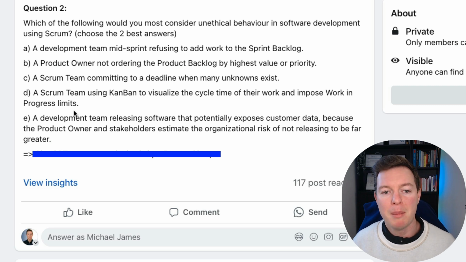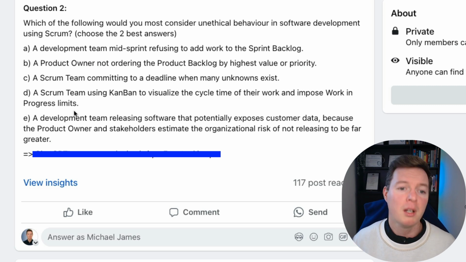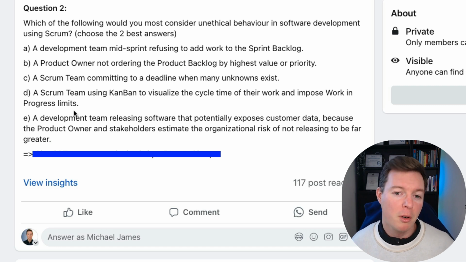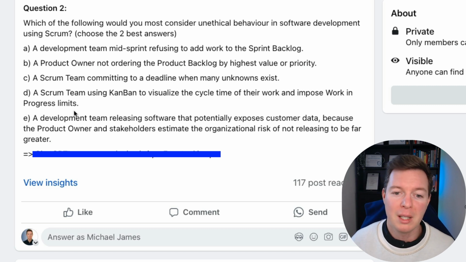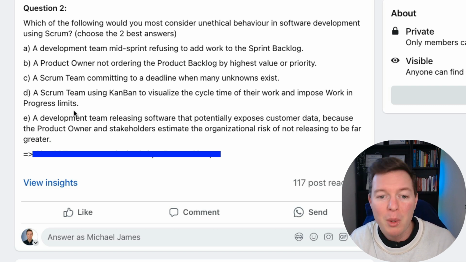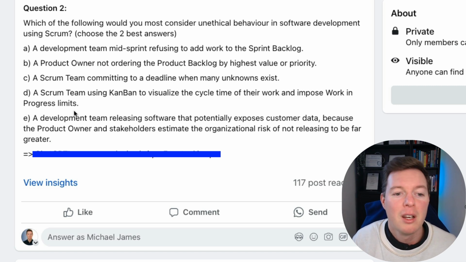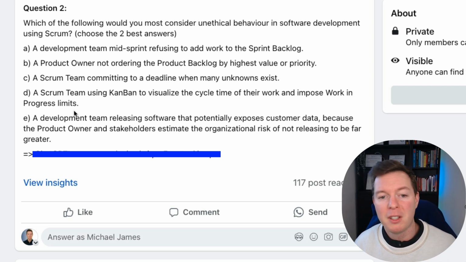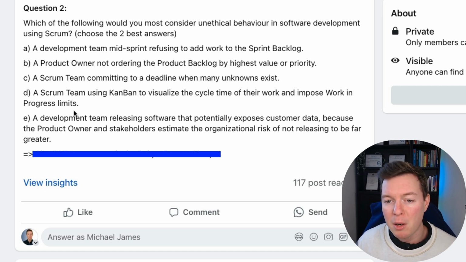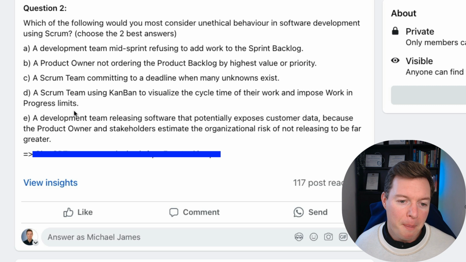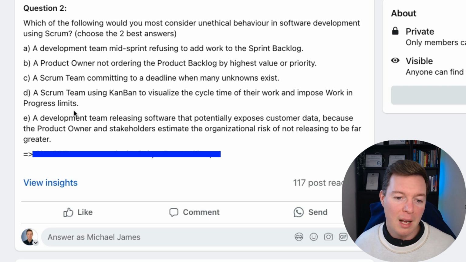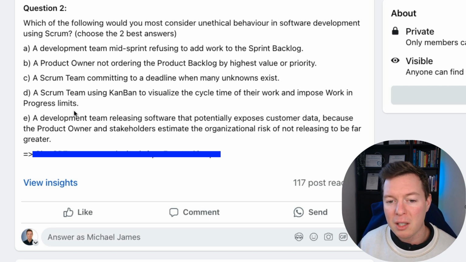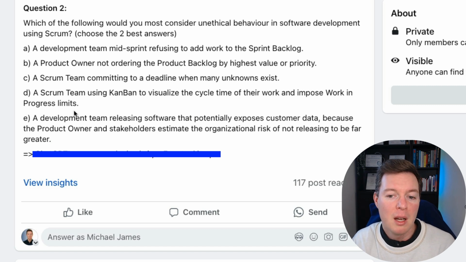A, a development team mid-sprint refusing to add work to the sprint backlog. B, a product owner not ordering the product backlog by highest value or priority. C, a Scrum team committing to a deadline when many unknowns exist. D, a Scrum team using Kanban to visualize the cycle time of their work and impose work in progress limits. And E, a development team releasing software that potentially exposes customer data because the product owner and stakeholders estimate the organizational risk of not releasing to be far greater.